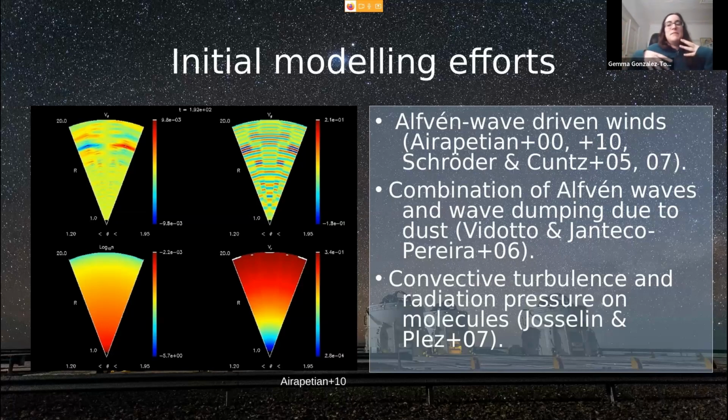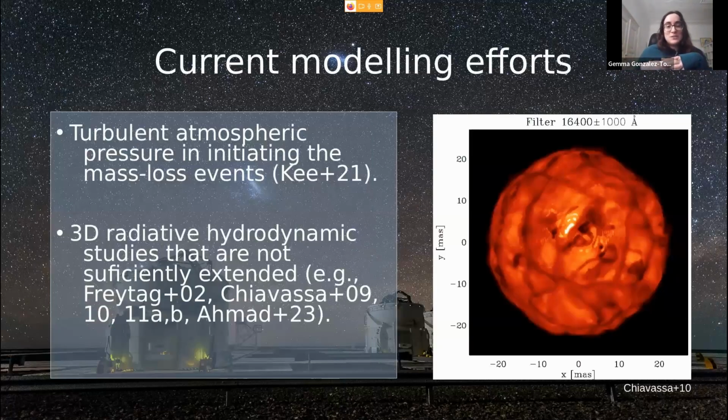Then they thought, okay, maybe the Alfvén waves plus some dust that's actually damping this material, and it was again not enough. Also, convection and the radiation pressure on the molecules increase the opacity, so they could provide an extra kick. But again, we don't really know what's causing this extension of the material. Now there are some promising results by Kee et al. in 2021, where they think that the turbulent pressure in the star is enough to kick out part of this material.